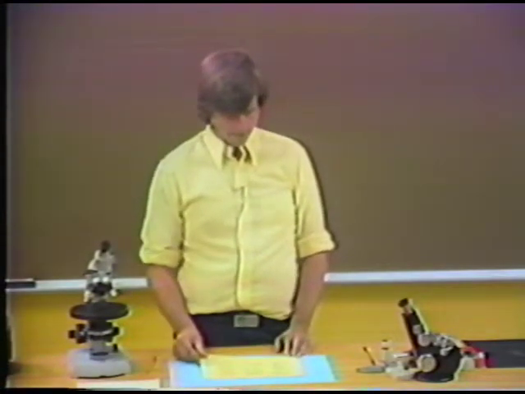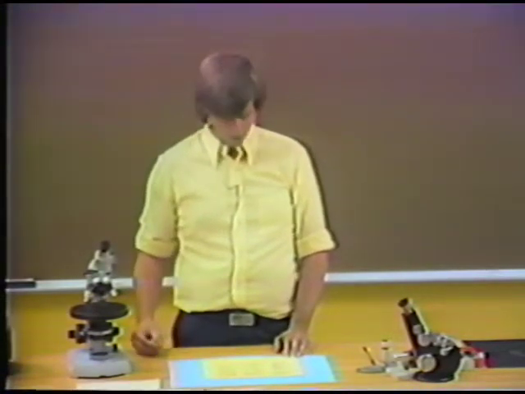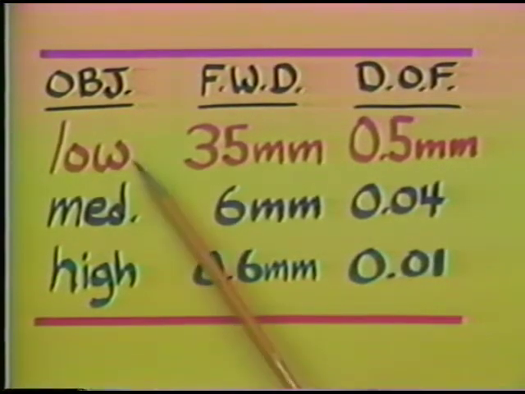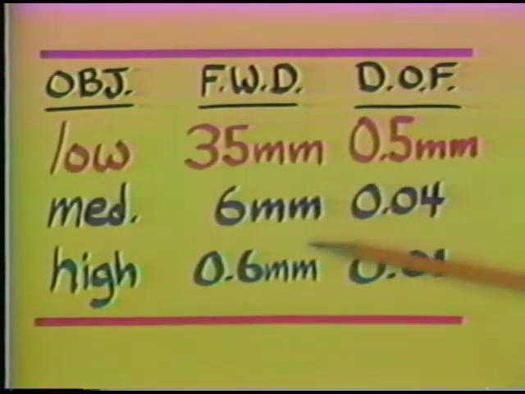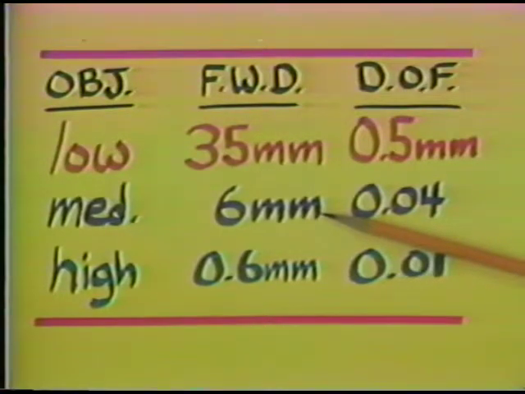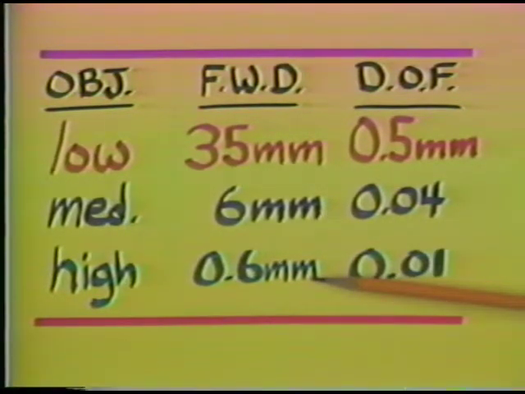In order to quantify this, I have another tabular summary here which describes the low, medium, and high power objectives and the actual physical amount of free working distance that we're dealing with. That is, typically with a normal low power objective on a petrographic microscope, we have about 35 millimeters, or very large free working distance. There's a big distance between the end of the objective and the specimen. And this distance becomes much smaller for a medium power objective and extremely small for a high power objective.